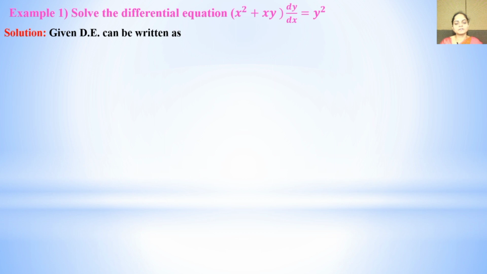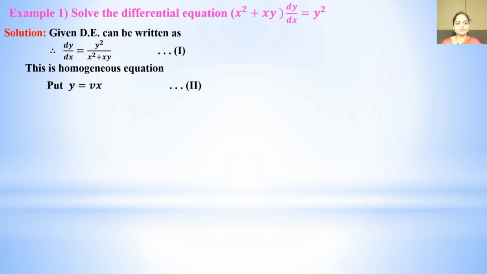First, we write this differential equation in the form of dy by dx. So, it becomes dy by dx is equal to y square divided by x square plus xy. This is our first equation. This is a homogeneous equation of degree 2. So, we put y equal to vx. This is our second equation.